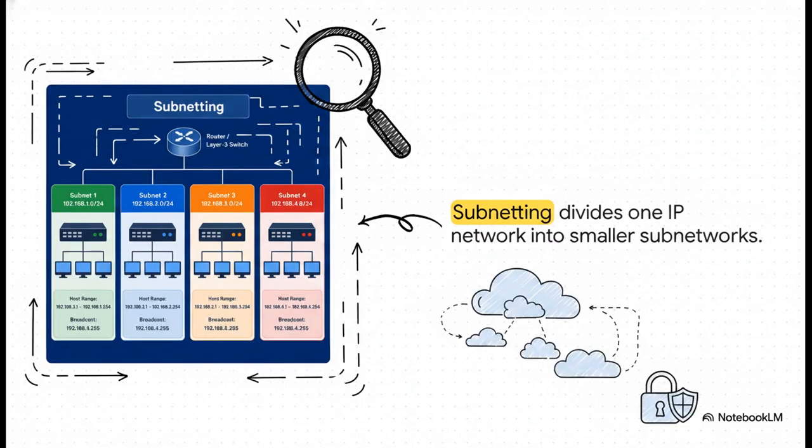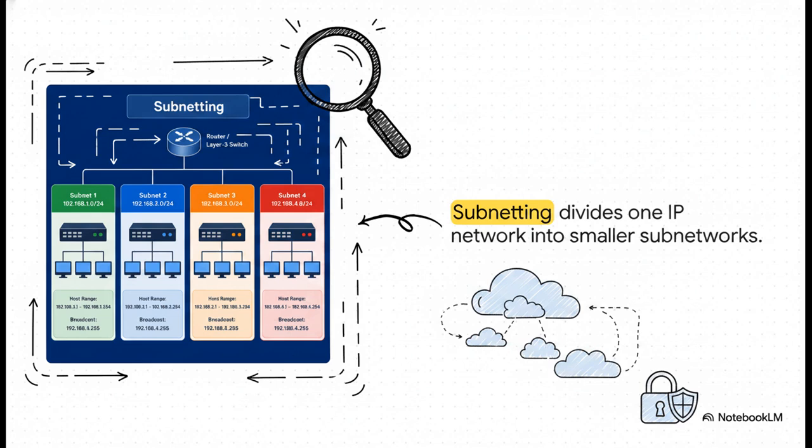Let's picture subnetting first. Imagine a master network, say 192.168.1.0/24, being sliced up like a pie. Subnetting divides that one overarching IP network into smaller, distinct subnetworks, subnet 1, subnet 2, and so on. Now, each of these subnets gets its own specific host range and its very own broadcast address.